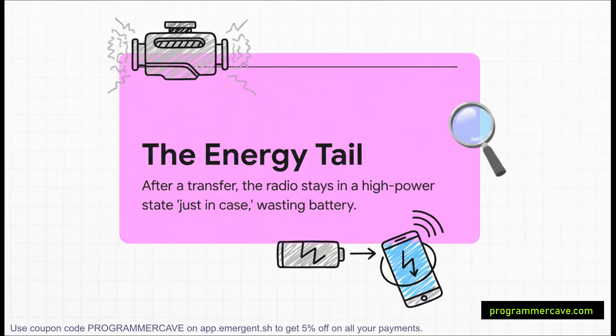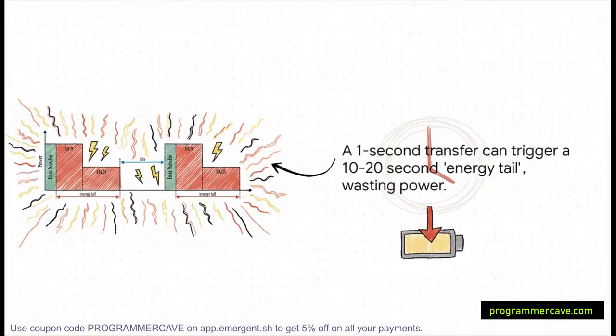It keeps it fired up in a high-power state for a while after transfer finishes, just wasting battery for absolutely zero benefit to you. This diagram shows the problem perfectly. That tall green bar, that's your actual data transfer. It's short, it's quick, but look at what follows, this long red energy tail. Because of how the network timers are set up, a 1-second download can keep the radio in a high-powered state for 10, 20, sometimes even 30 seconds before it finally gets to go back to sleep. You're burning through your battery for way longer than the transfer itself.